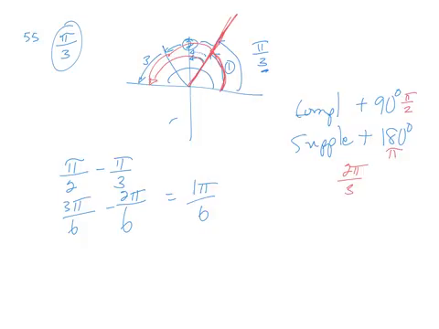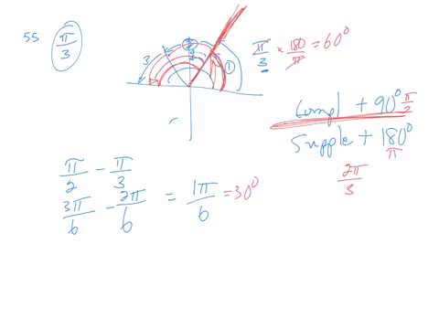Again, you can do things by degrees if you want. Change your pi over 3 to degrees by multiplying by 180 over pi. The pi's cancel, so it'd be 60 degrees. How much more does it take to get up to 90, the complement? That'd be 30 degrees. And from the 60, how much to get all the way to 180 degrees? 180 minus 60 is 120. So try to think of it in radians, but if you need to convert it to degrees, that works too.